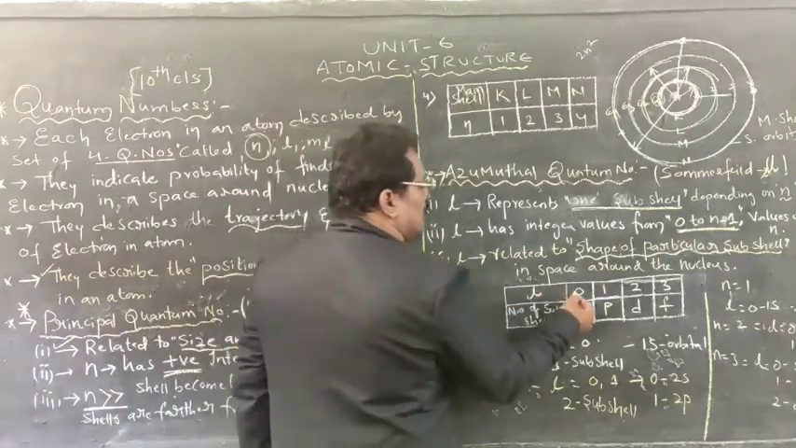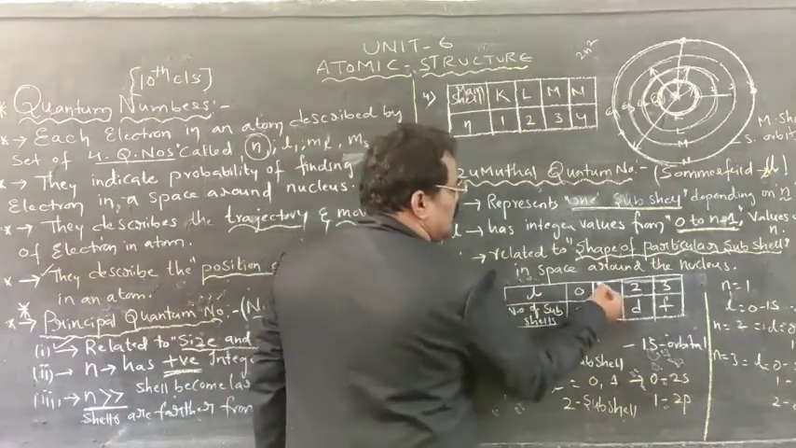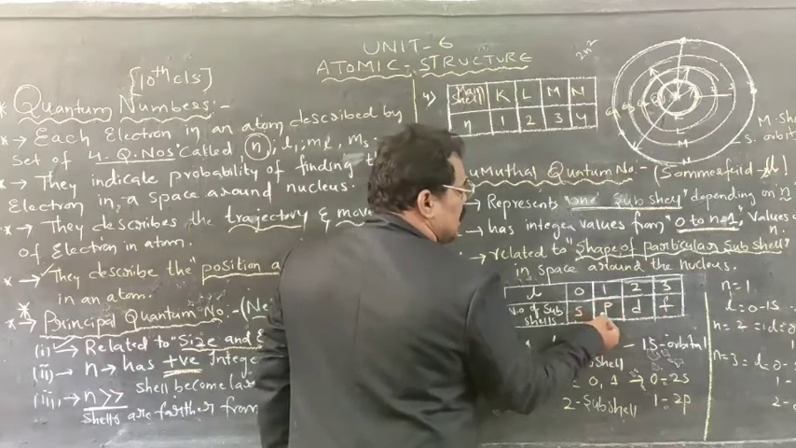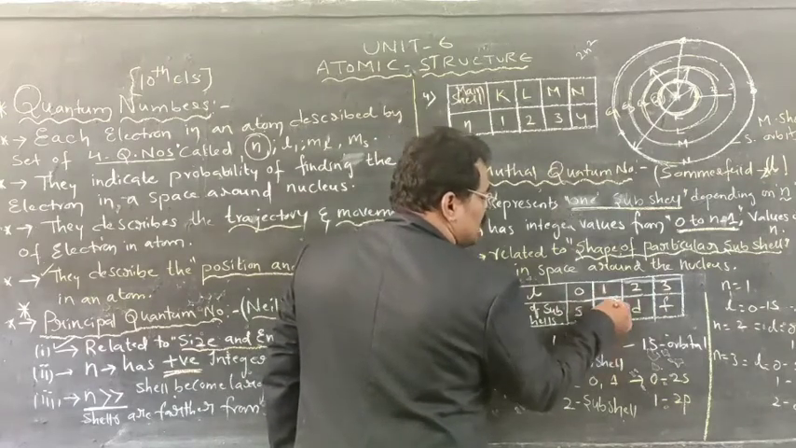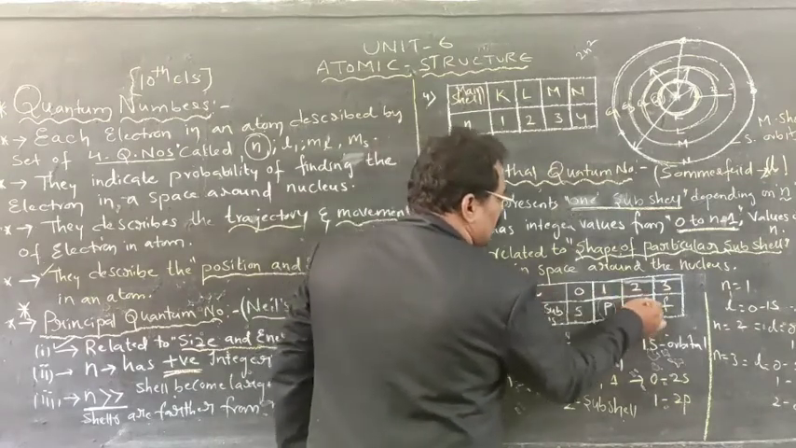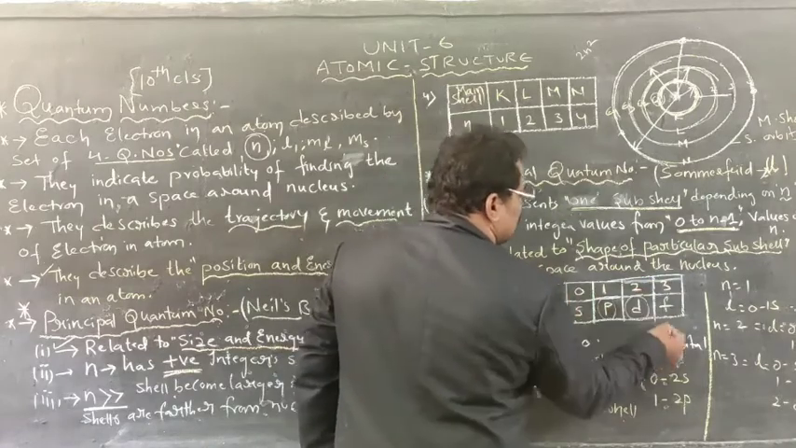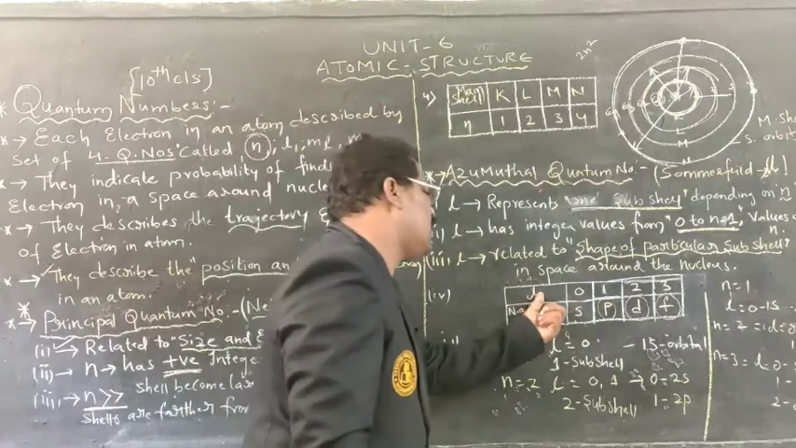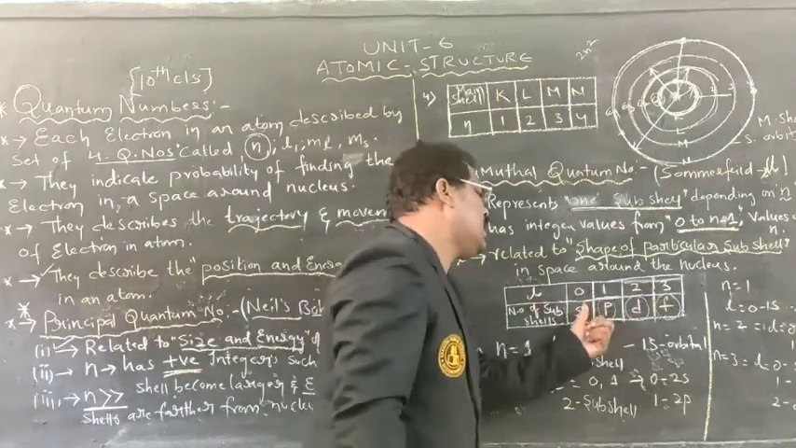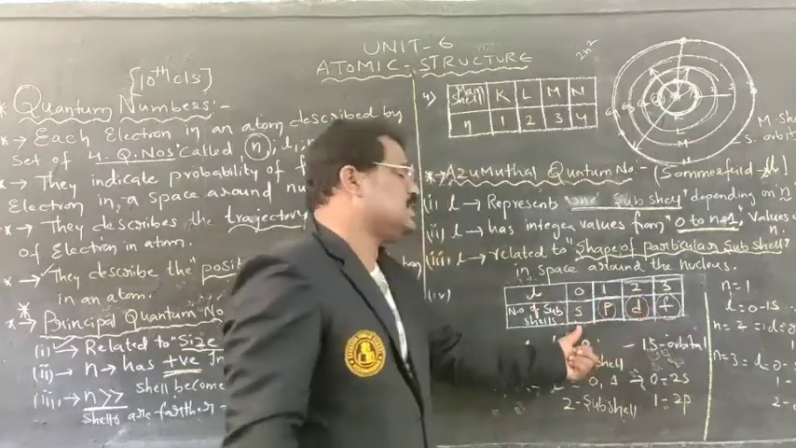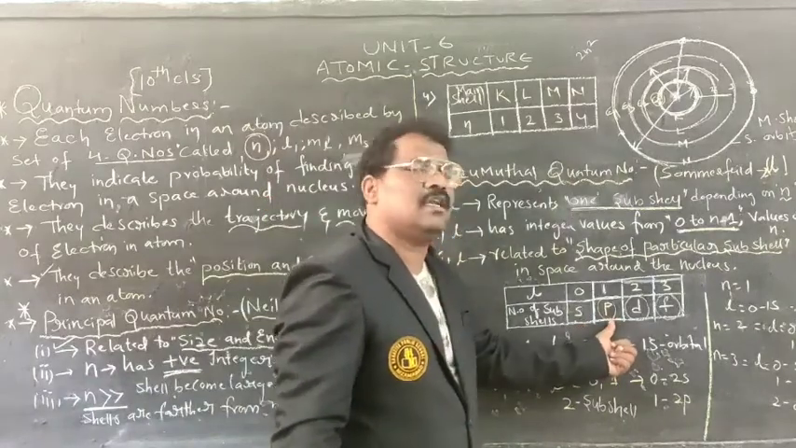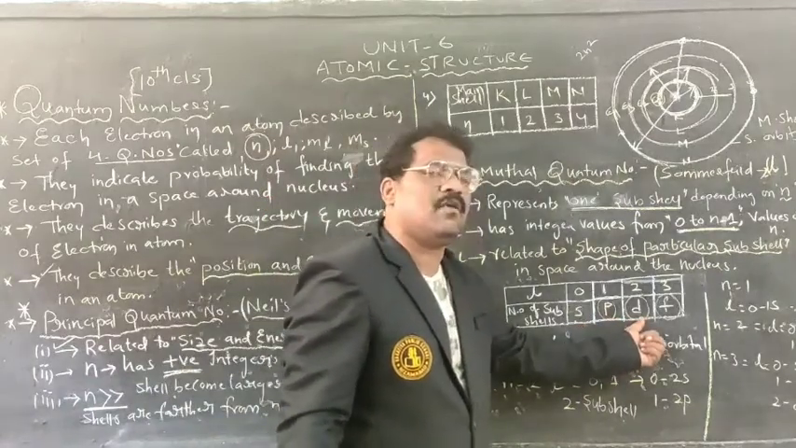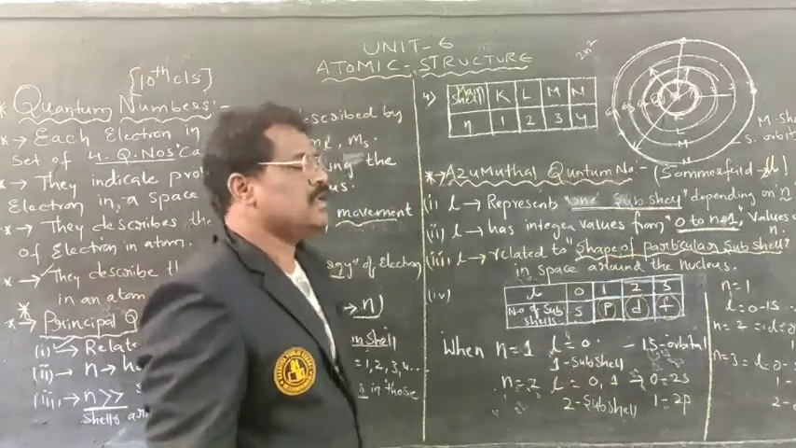Next, depending upon the number of subshells: l is equal to 0, s subshell. l is equal to 1 means p orbital. l is equal to 2 means d orbital. l is equal to 3 means f orbital. Depending upon the n value, l value is 0, 1, 2, 3: s, p, d, f. s is spherical in shape, p is double shape, d is double shape, f is square shape.